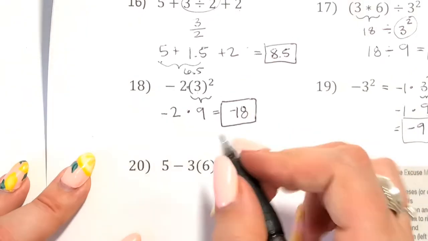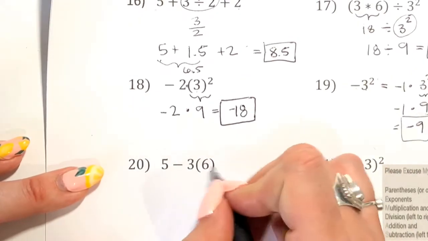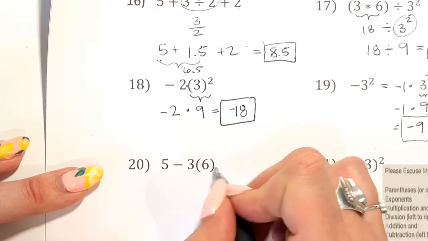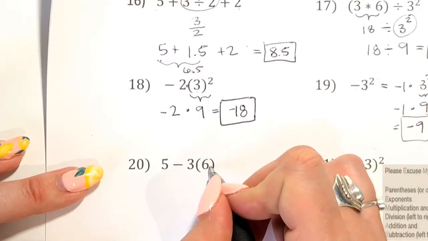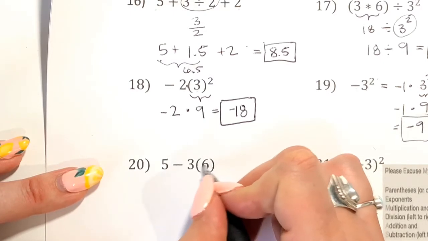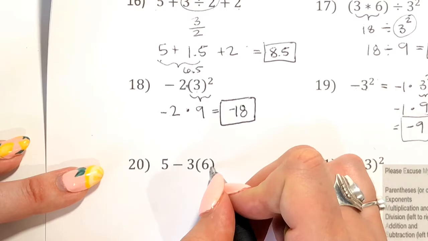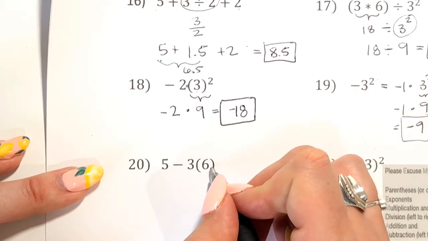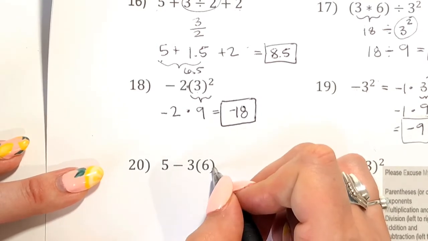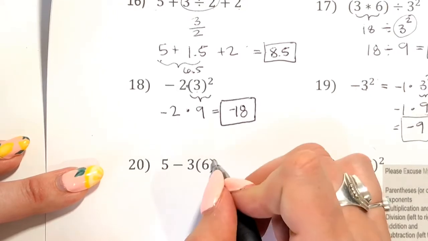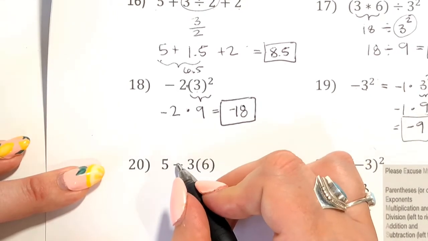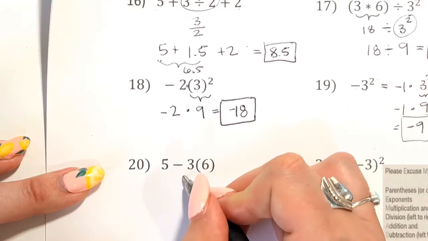And then let's just do this last one. Again, order of operations, do parentheses first. We look at our parentheses, it's just a 6. So I don't have an actual problem inside the parentheses. So then I would go to exponents. I don't have any exponents. So then I would move to my multiply divide step. So this is a subtraction, so we're going to skip over it and go straight to our multiplying here.